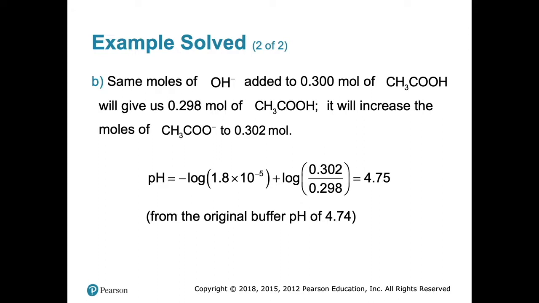This is the Ka of acetic acid, 1 times 10 to the negative 5. Take the negative log of that, and then you add the log of the ratio of the base divided by the acid, right? So 0.302 divided by 0.298, and you get 4.75 as the new pH, when the original buffer was at 4.74. So you only moved up like 0.01 here, right? So kind of neat, right? Very, very small change because you have a buffer, okay?